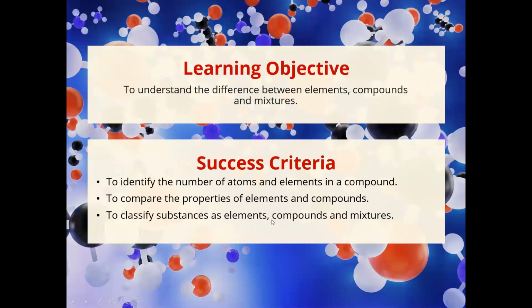The learning objective is to understand the difference between elements, compounds, and mixtures. The success criteria is to identify the number of atoms and elements in a compound, to compare the properties of elements and compounds, as well as to classify substances as elements, compounds, and mixtures.